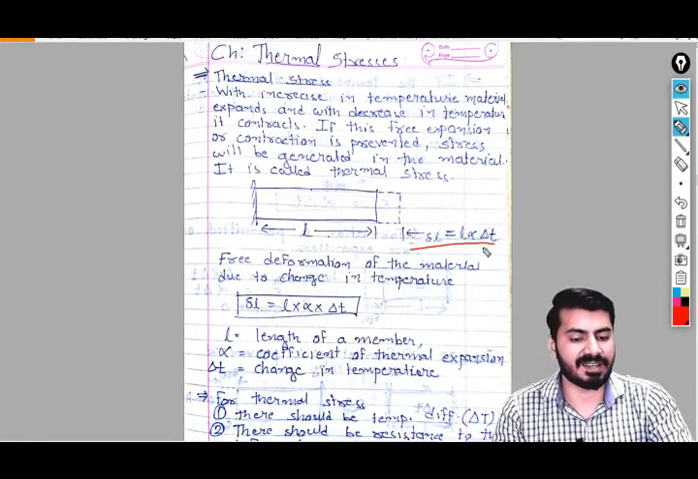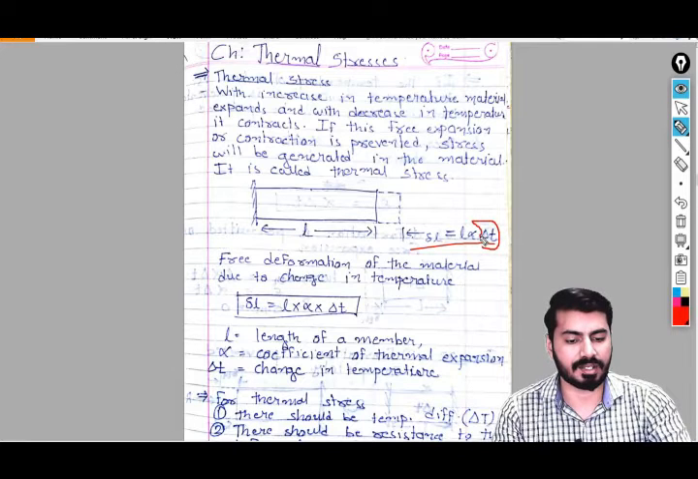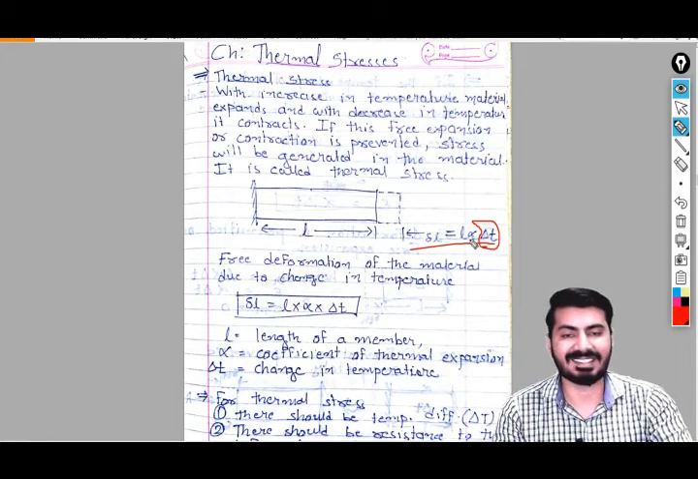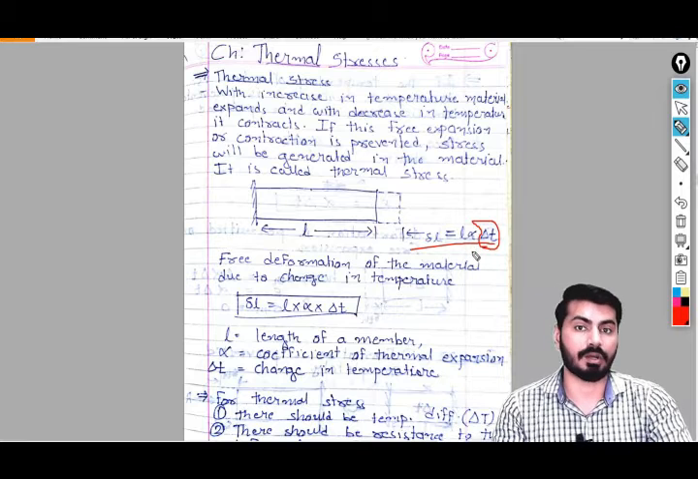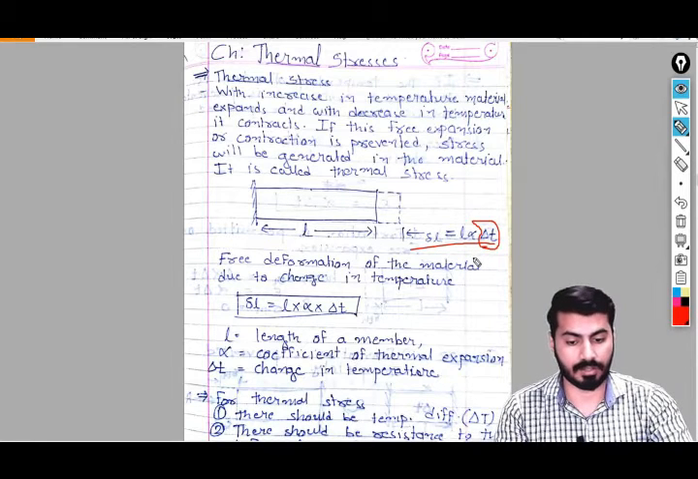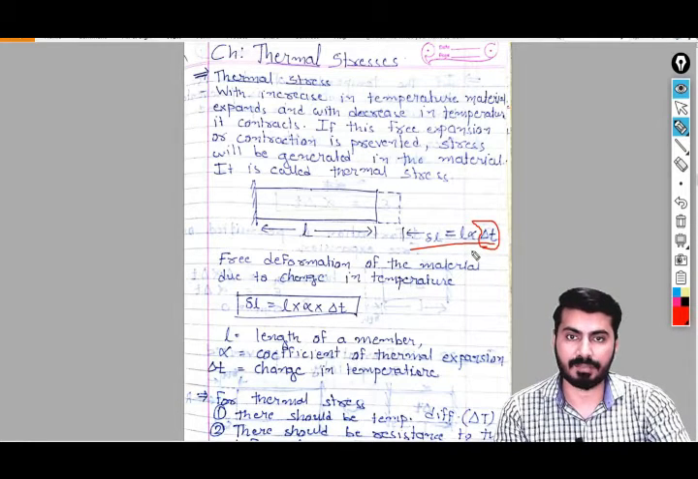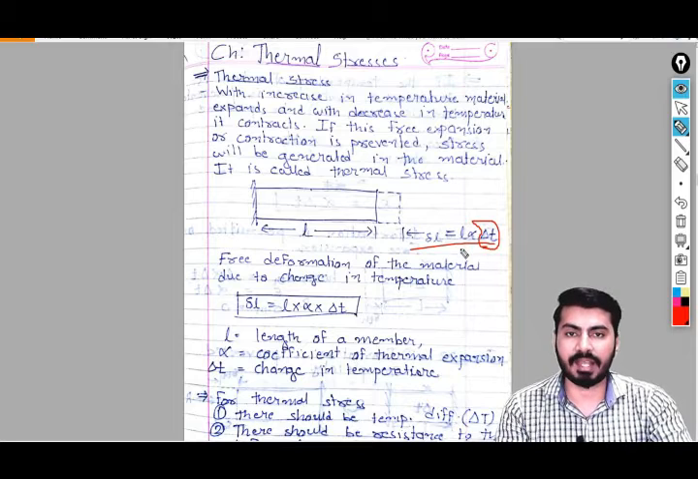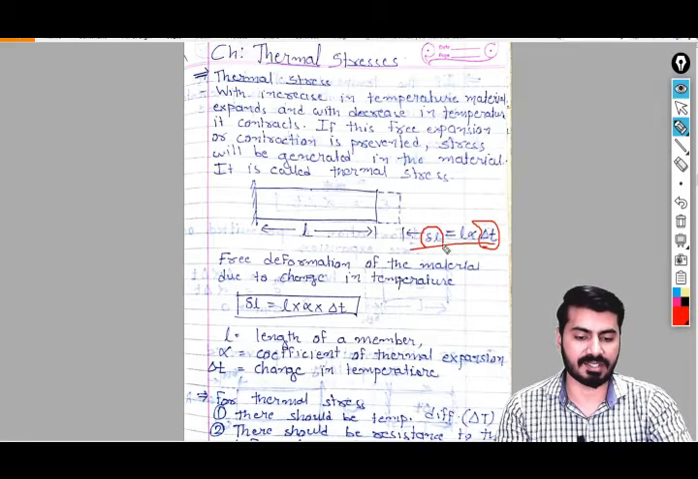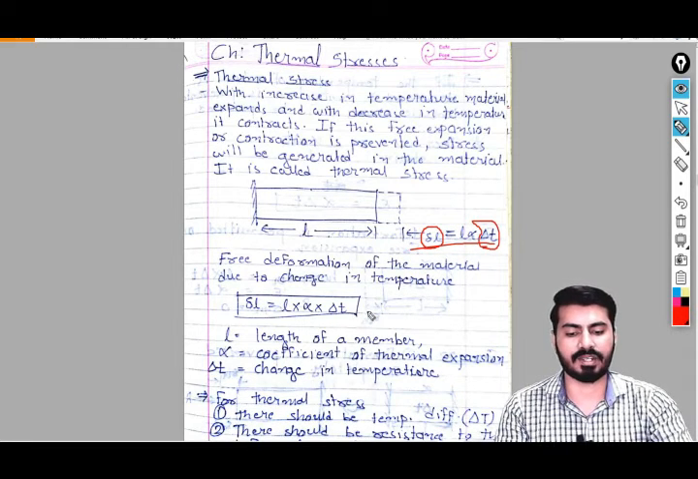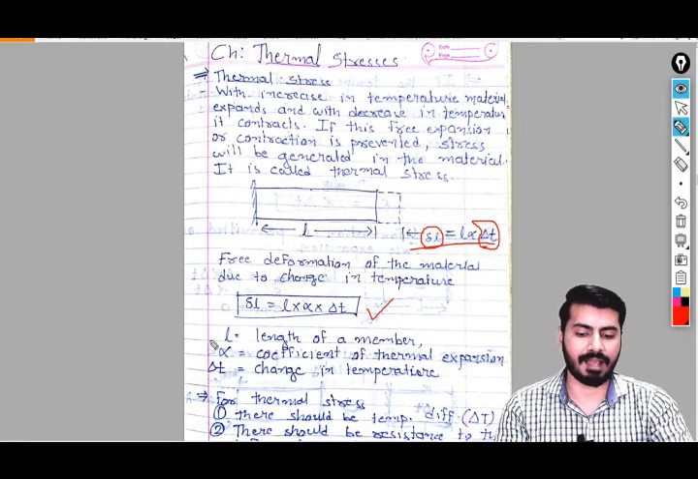Now what is delta T? Delta T is of course the change in temperature. What is alpha? Alpha is the coefficient of thermal expansion, a constant which is dependent on the temperature change. L is the original length of the body, and if the body is facing some temperature change, delta L will be the change in the length. So this is the equation of delta L, and each and every term is explained over here.